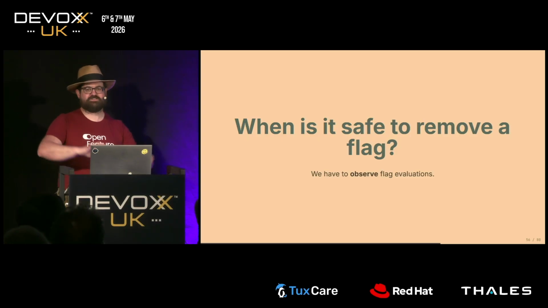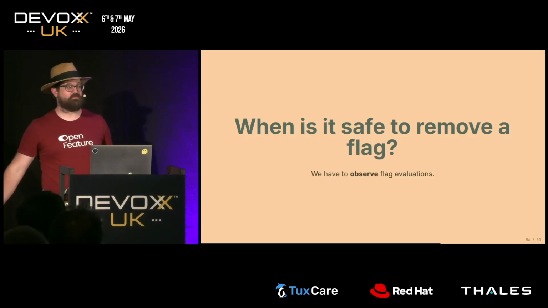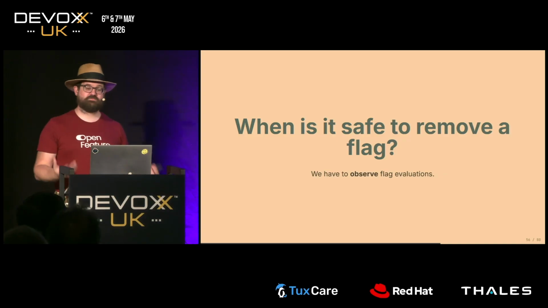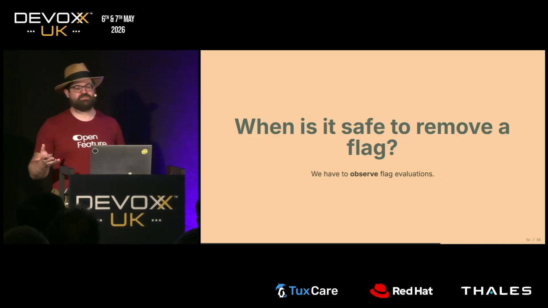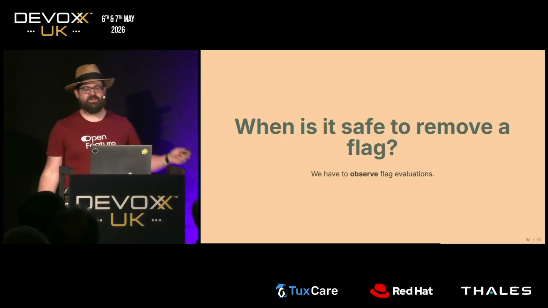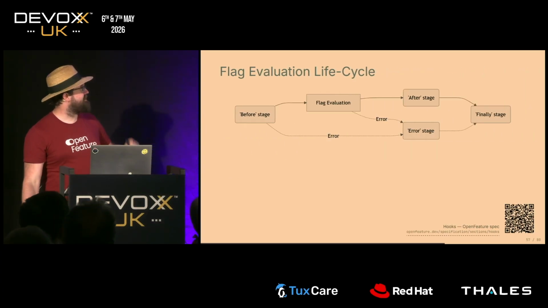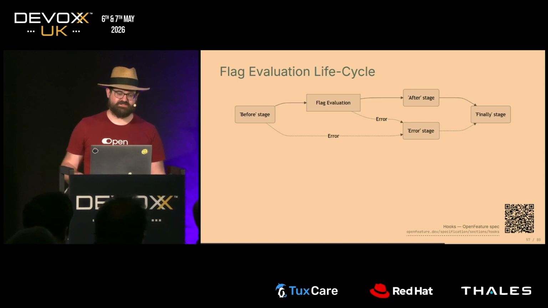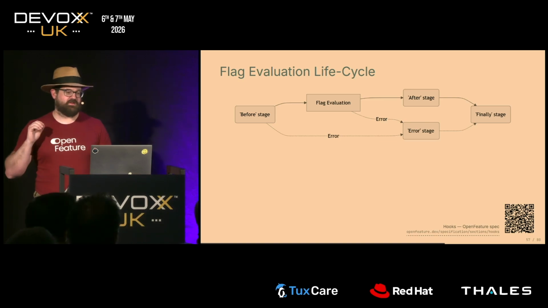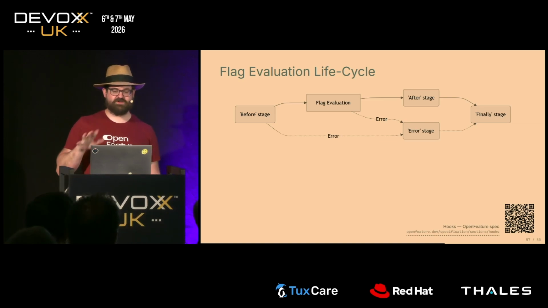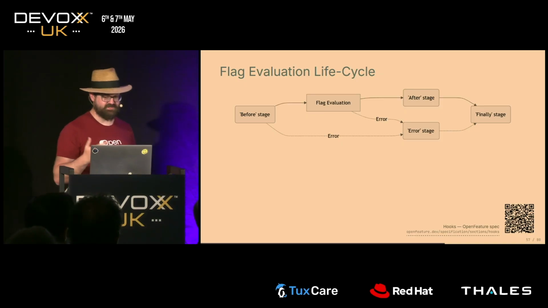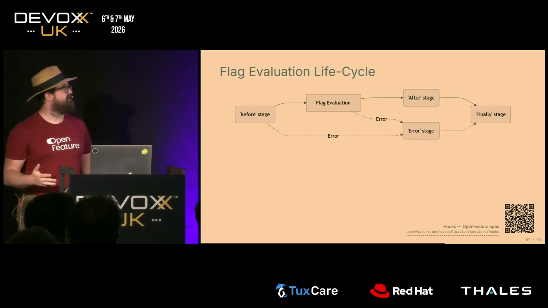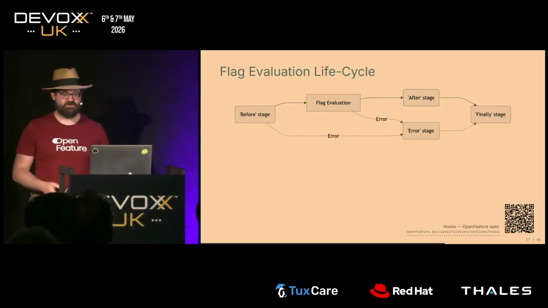OpenFeature also does not answer this question, I'm honest here. But we give you the tools at least to observe flag evaluation, so you can make an educated guess about feature flags and what they are doing. For that, we need to take a look at the feature flag evaluation lifecycle in OpenFeature. Because in the flag evaluation lifecycle, we have 4 stages in which you can hook into. It's the before stage, the after stage, the error stage, and the final stage. I think they are pretty self-explanatory.